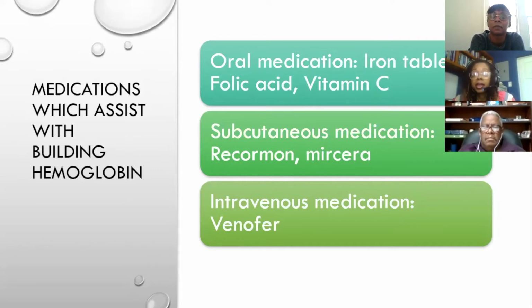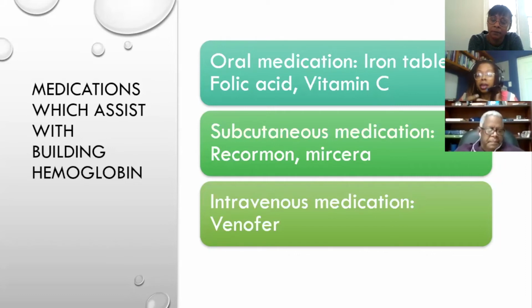Vitamin C is essential because vitamin C actually helps in the absorption of iron. So again, if you look at your prescriptions, you might see that we are prescribing iron, we are prescribing folate, we're prescribing vitamin C. And that trio is essential because those are some of the basic building blocks that we need to produce the hemoglobin. So that's what we give you in the oral form.